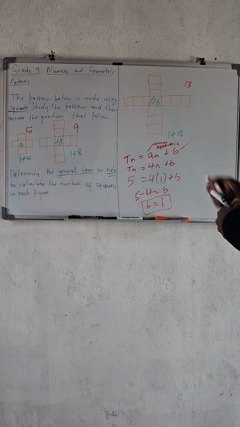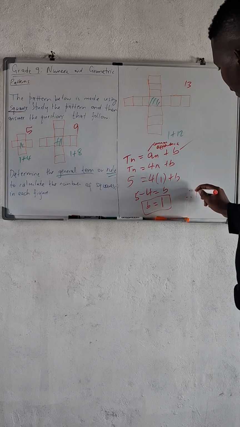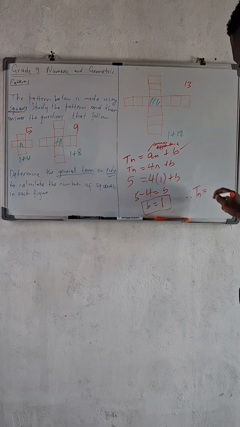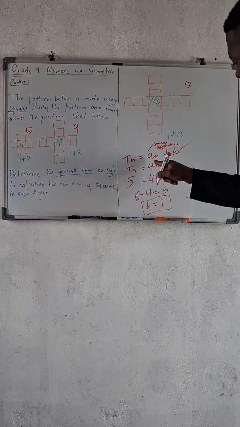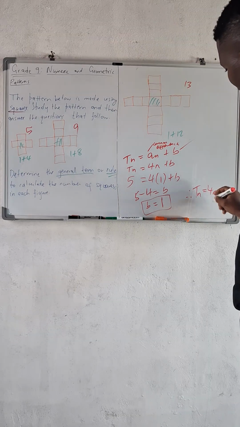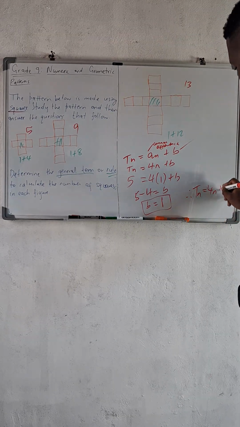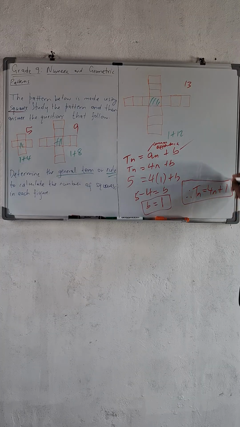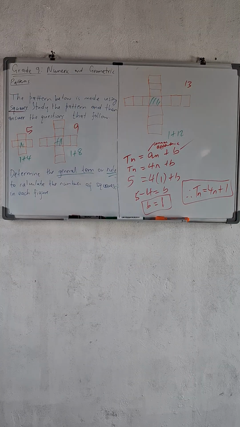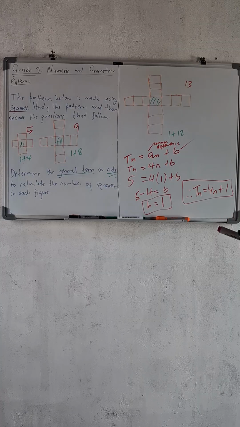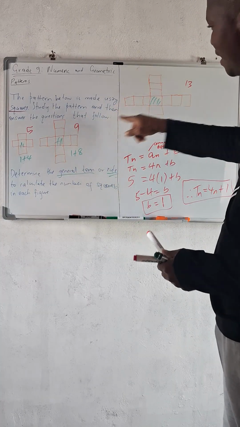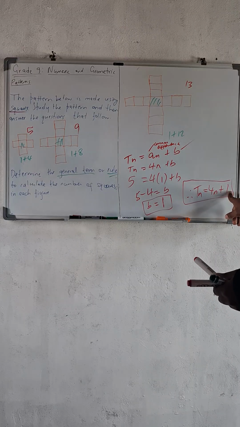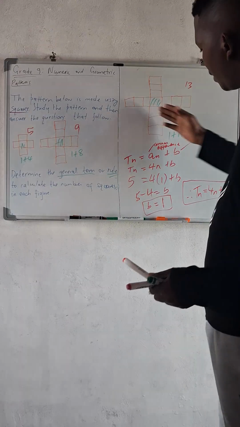But you don't stop here. You say therefore our general term is equal to, you no longer say An, you say 4n. 4 stands for the common difference. Then you say plus 1, which is our b, the constant value that does not change. You can easily find it by analyzing the pattern and seeing that this square in the middle does not change throughout. So that is our constant. And the common difference is 4.